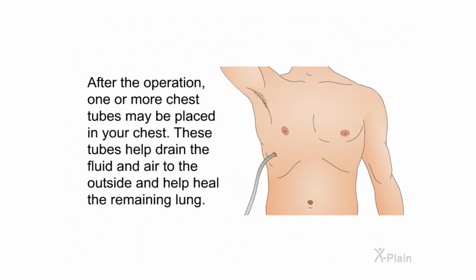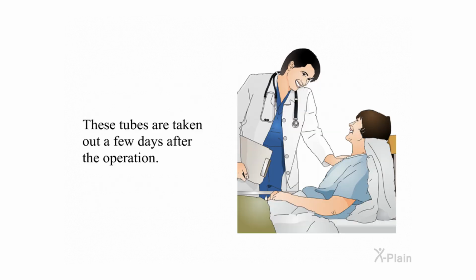After the operation, one or more chest tubes may be placed in your chest. These tubes help drain the fluid and air to the outside and help heal the remaining lung. These tubes are taken out a few days after the operation.